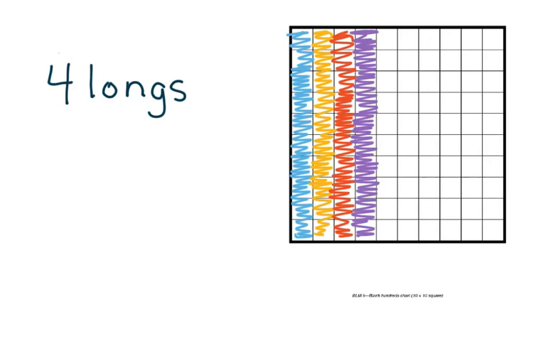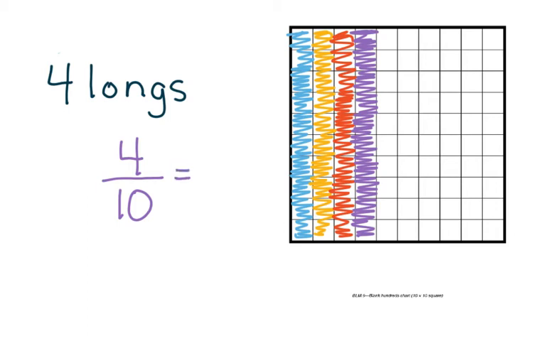So I would like you to put 4 longs on your 100 grid. Go ahead and do that. Pause the video. So if you put 4 longs on there, how many longs would it take to cover the entire 100 grid? Well, it would take 10 longs, so that becomes our denominator. So on your whiteboard, would you please write a denominator of 10? The bottom number tells me how many it would take to cover the whole square. How many of them now are covered? We have 4 out of 10. Write that on your whiteboard.